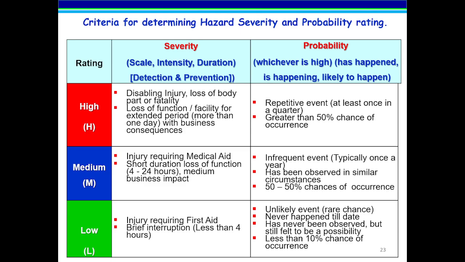This slide talks about how the criteria is formulated for determining hazard severity and probability rating to assess the risk levels. In the first column, the rating is given for severity and probability as high, medium, and low. In the middle column, the guidelines are given to assess the severity of the injury. And in the third column, guidelines are given to assess the probability of occurrence of the injury. We need to assess the rate of severity and probability as shown in this slide and plot against the criteria as given in the next slide to determine the corresponding risk.